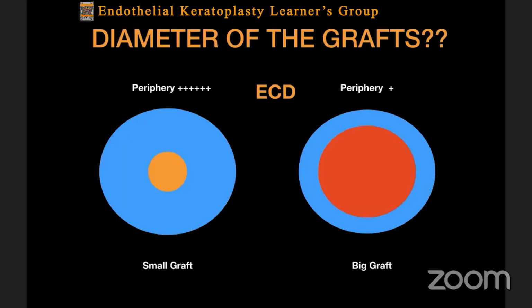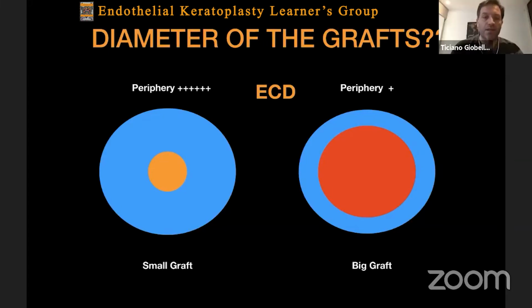This concept is very important in our practice. For the doctors who are doing endothelial keratoplasty, we all know that when we have good endothelium cell density in the periphery, we are going to do small grafts. And when the periphery is not so good, we are going to choose big grafts.